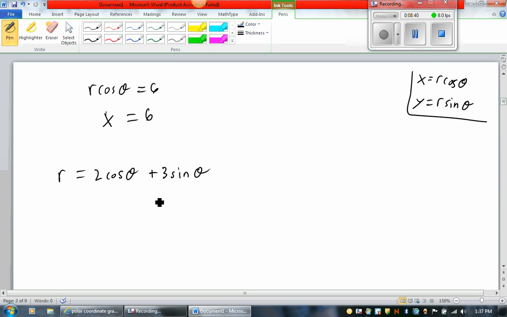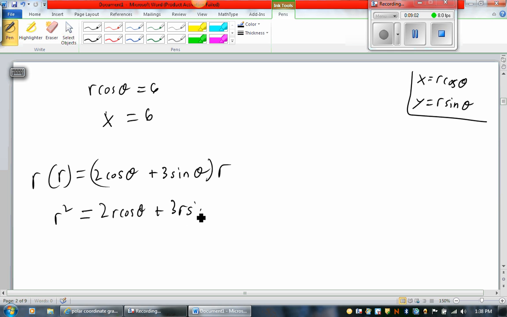What I can do, though, is multiply both sides by r. So I'm going to take this side and multiply by r, and I'm going to take this side and multiply by r. So here we have r times r is r squared equals, now here we're distributing, so I get 2r cosine theta plus 3r sine theta. Now the reason I wanted to multiply by that r was to get it into terms that we can substitute relatively easily right from the definitions that we know.